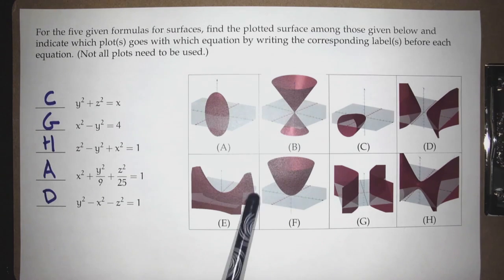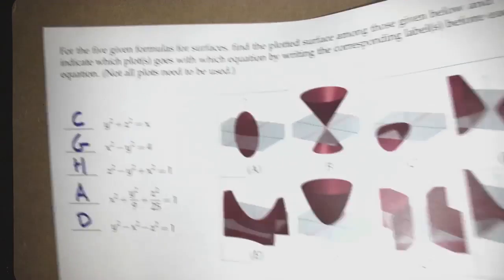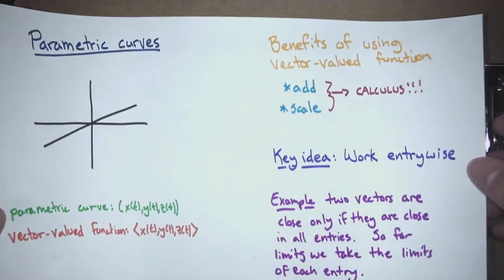Cone. Good. What is E? Saddle. All right. Good. Now we're ready. Anything they could ask us about quadric surfaces, we're good to go. Which means let's start thinking more about calculus.